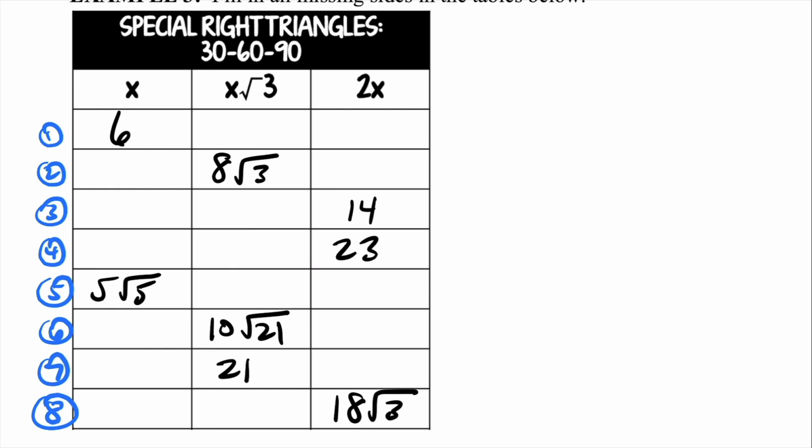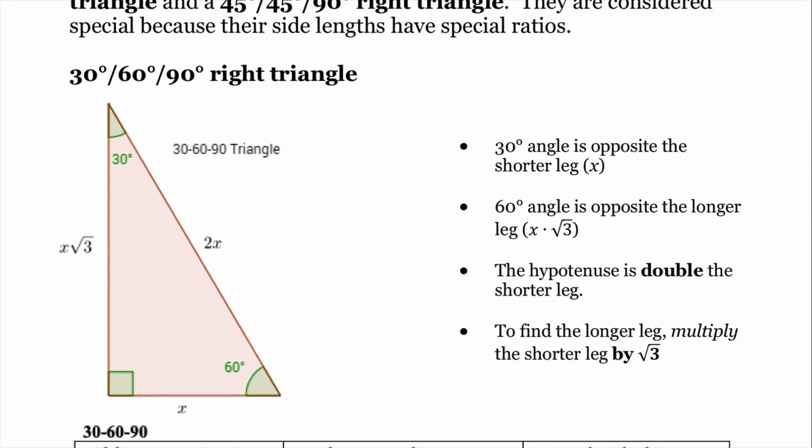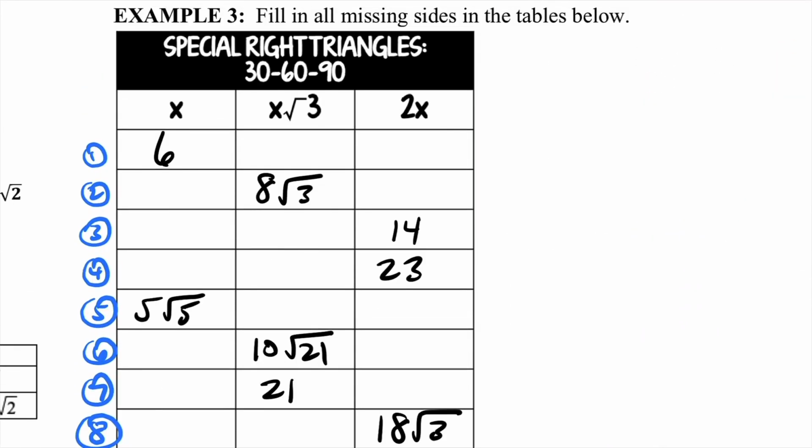Here's how you tell. See how the 30, 60, and 90 are in order? Which one is opposite of the 30? Short, long, or hypotenuse? Yep, just go up to the top. Which one is opposite of 30? The short leg, right? The short leg is opposite.